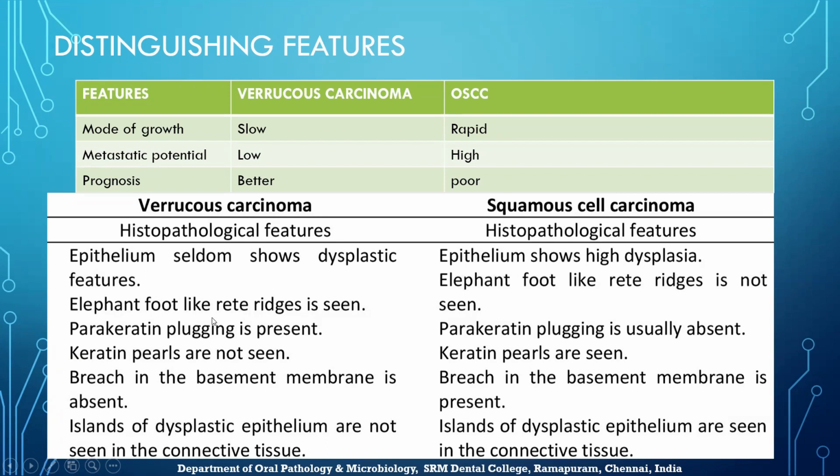Then elephant foot-like rete ridges and parakeratin plugging are seen in verrucous carcinoma, whereas these are absent in squamous cell carcinoma. Keratin pearls are not seen in verrucous carcinoma, whereas keratin pearls are seen in squamous cell carcinoma. A breach in the basement membrane is usually not seen, or the basement membrane is intact in verrucous carcinoma, whereas a breach in the basement membrane is seen in squamous cell carcinoma. Then islands of dysplastic epithelium are not seen in the connective tissue in verrucous carcinoma, whereas islands of epithelium seen in the connective tissue show dysplasia in squamous cell carcinoma.